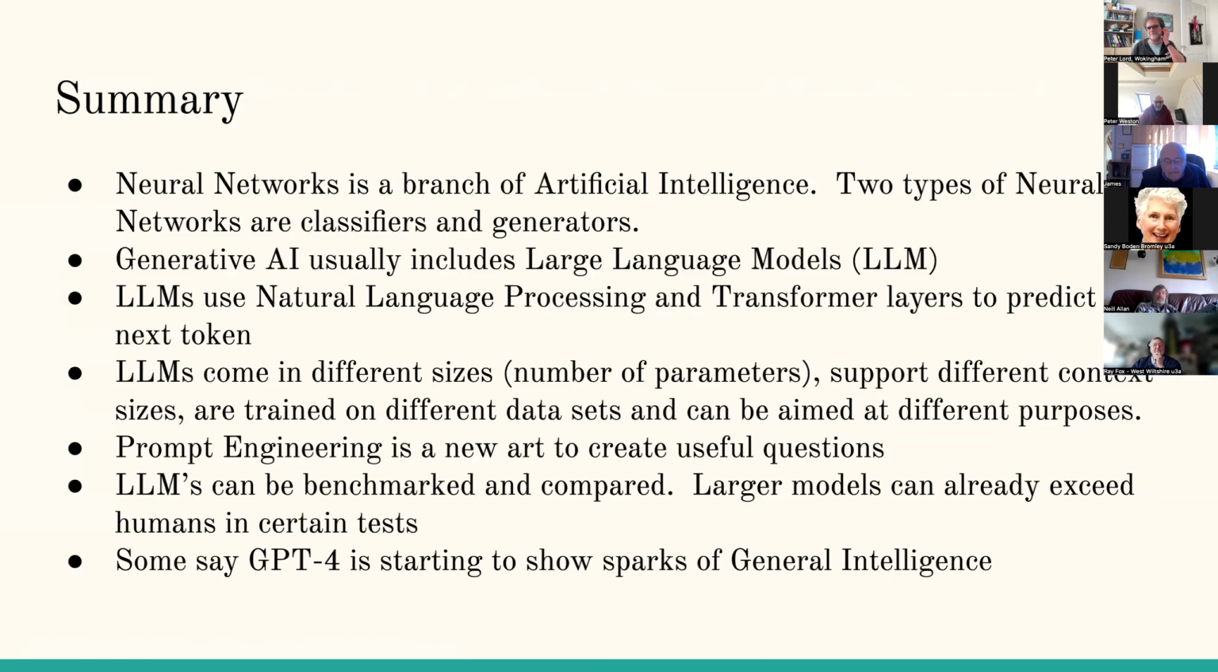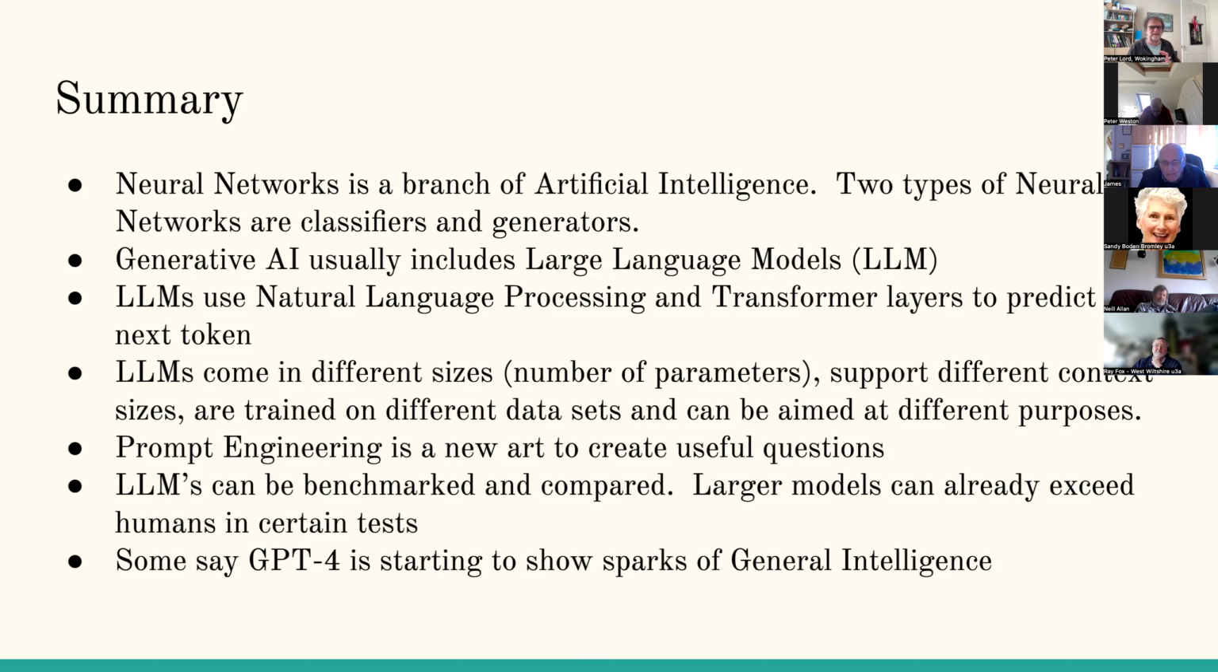Right, so here's a summary, and we're nearing the end of the formal part of it, but it's good to look at a summary. So neural networks is a branch of artificial intelligence. There's two types of neural networks, classifiers and generators. Generative AI usually includes large language models, but not always. Large language models use natural language processing and transformer layers to predict the next token.